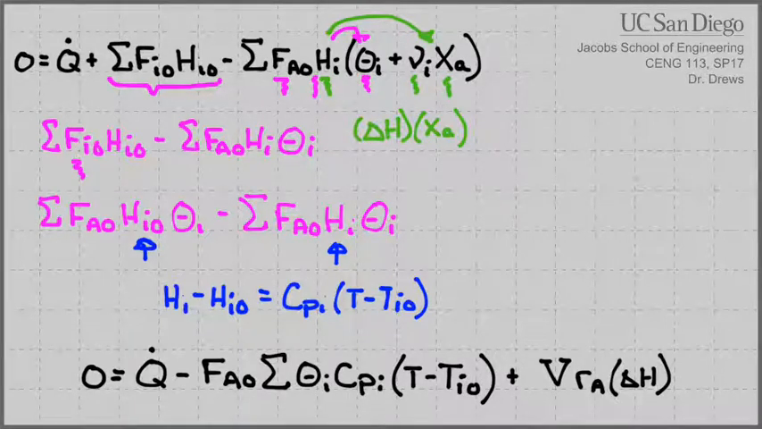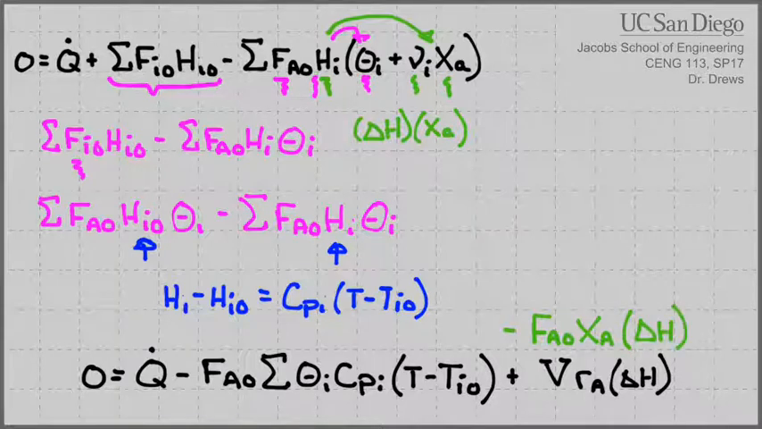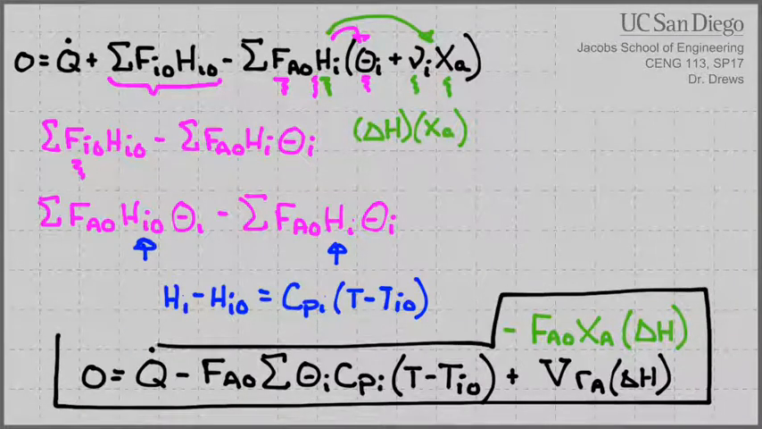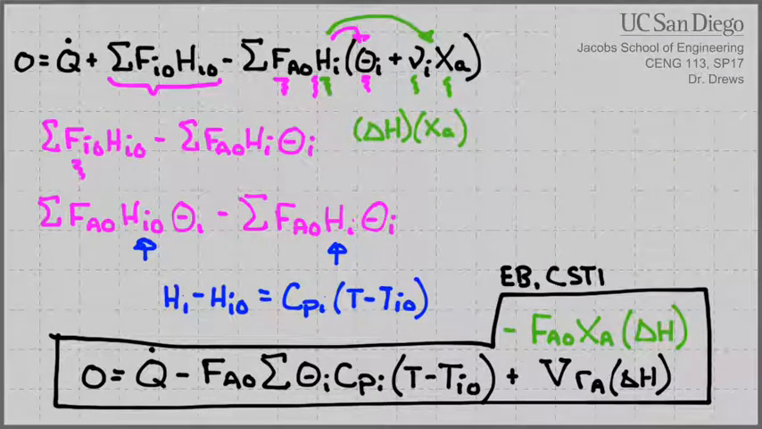That's one form of the energy balance. The other form is also fine. If you wanted to instead write this as minus Fa naught times Xa times delta H, that's also fine. Make sure you don't forget the minus sign out front. But either one of those are acceptable forms for the energy balance, so we might as well box this thing because we like it. So this expression is the energy balance for a CSTR for one reaction.